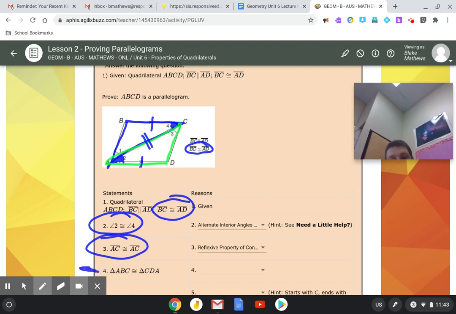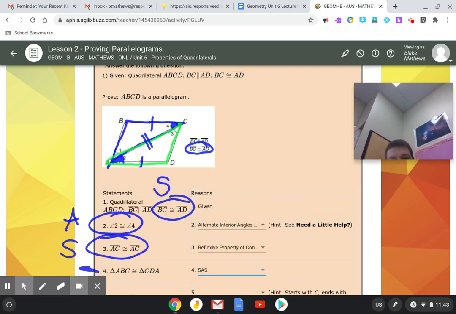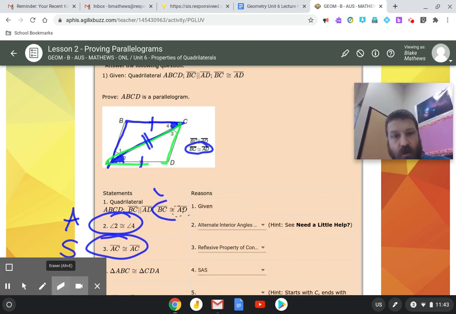So then how do I know what theorem it is? Well, we see we have a side, we have an angle, and we have a side. There's only one way to use those three in conjunction with each other, and it is side, angle, side. Look at that. So convenient. So that's going to be what you have for number 4.